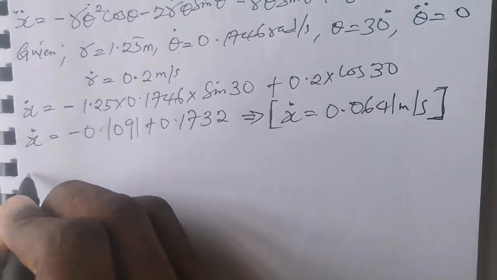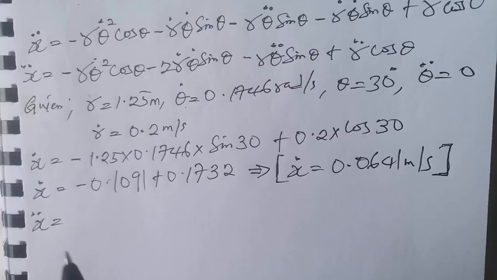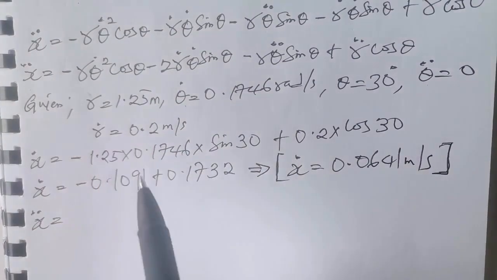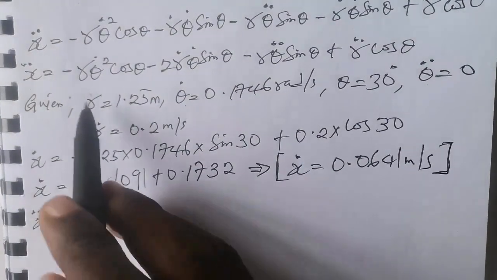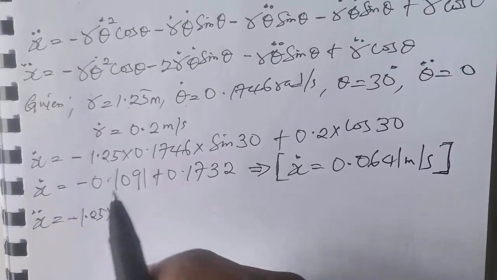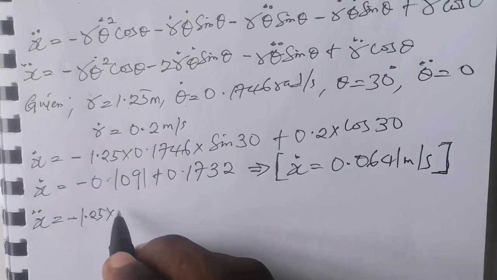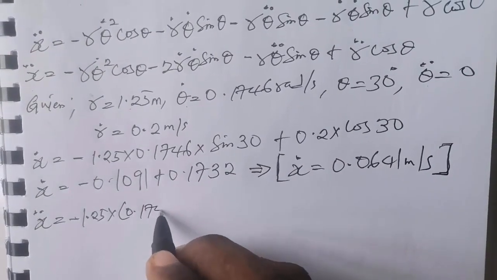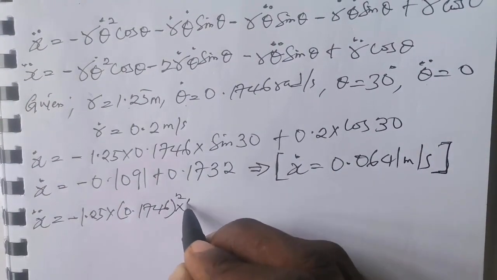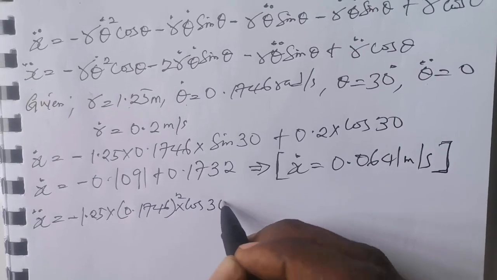So x dot dot, let's obtain the value of x dot dot. In x dot dot we have minus r theta dot squared cos theta. Once again we have minus r, there is 1.25, so minus 1.25 multiplied by theta dot squared, and theta dot is 0.1746, so 0.1746 all squared times cos theta, and theta is 30 degrees, so multiplied by cos 30.